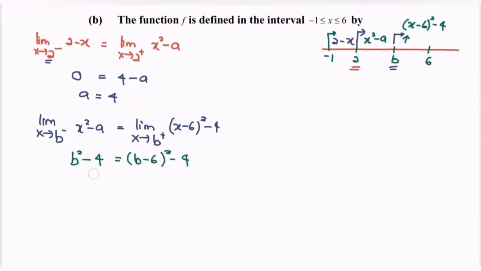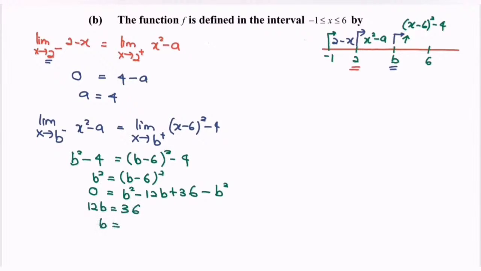So rewrite the situation. B squared is equals to b minus 6 bracket square. Kindly expand the situation. B squared minus 12b plus 36 minus with the b squared equals to 0. So finally, we have 12b equals to 36. B will be equals to 3.